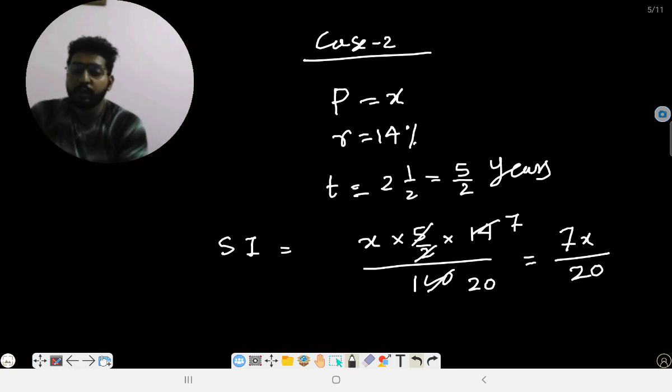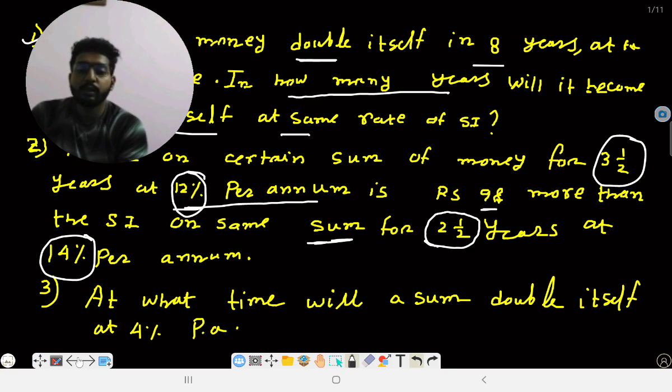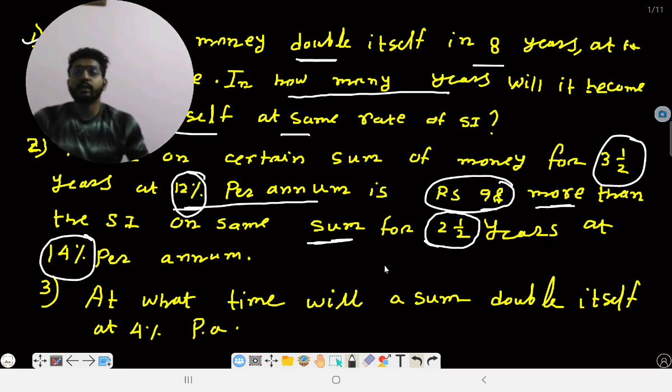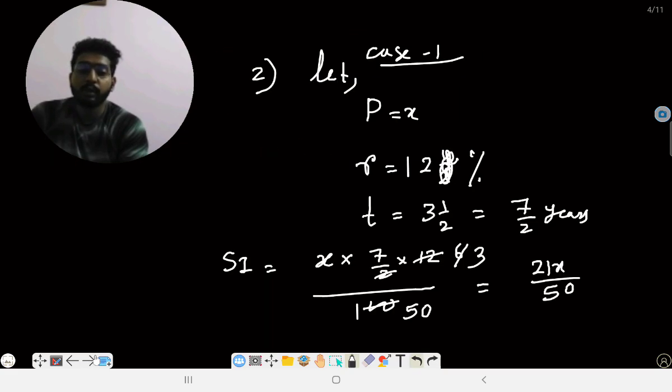Now what is the difference given? In the question it is given that the SI in the first case will be 98 more than the second case. So you can see the first case SI is more than the second case. So what is the difference here? More means you have to subtract. According to the problem, in the first case, look, what was the SI?